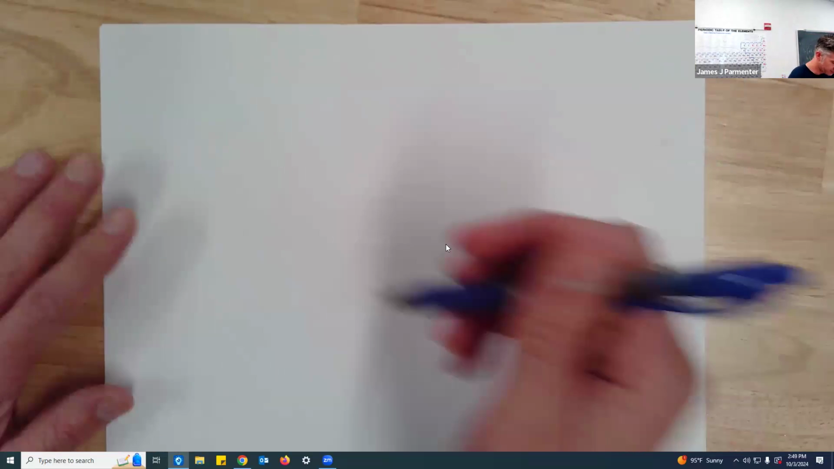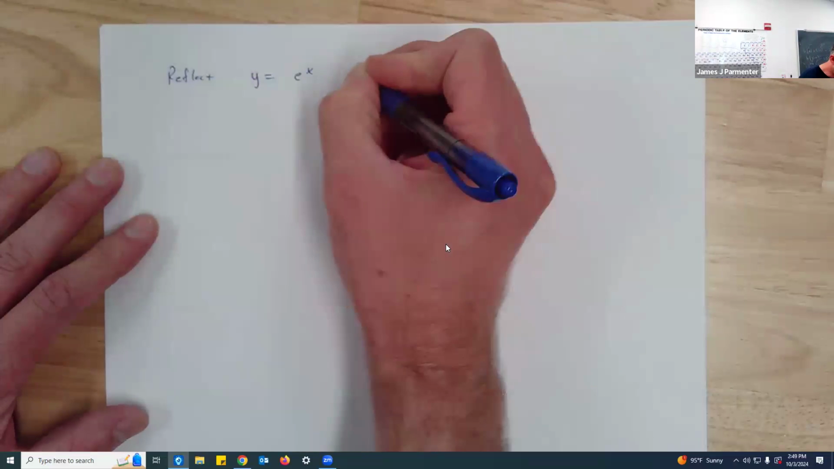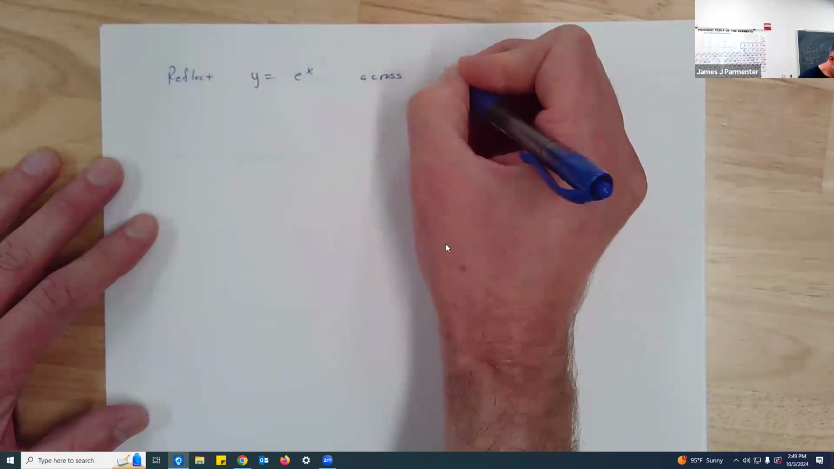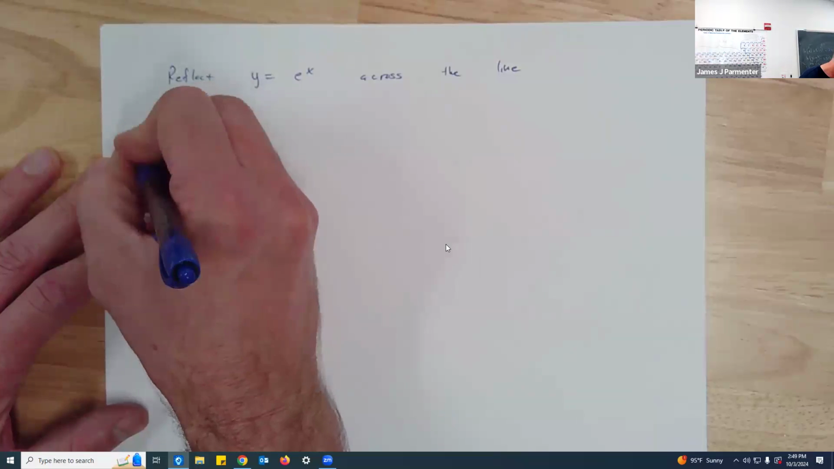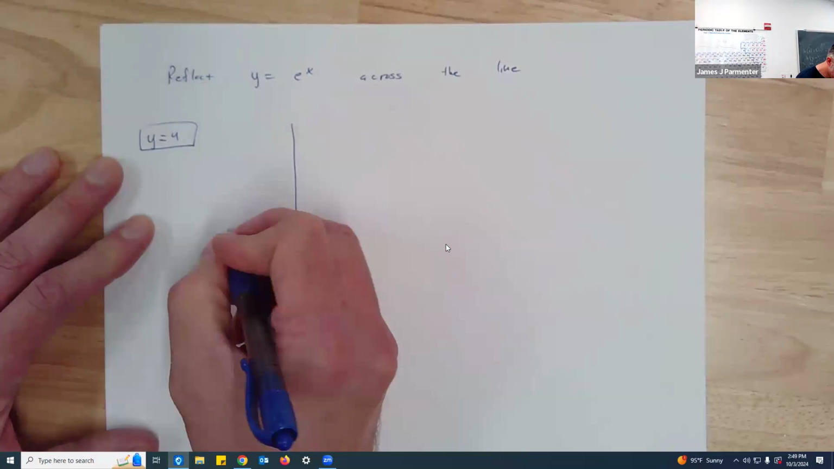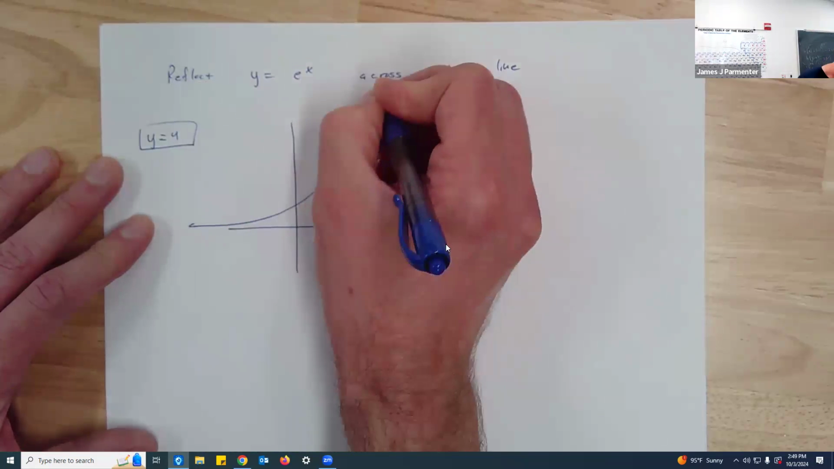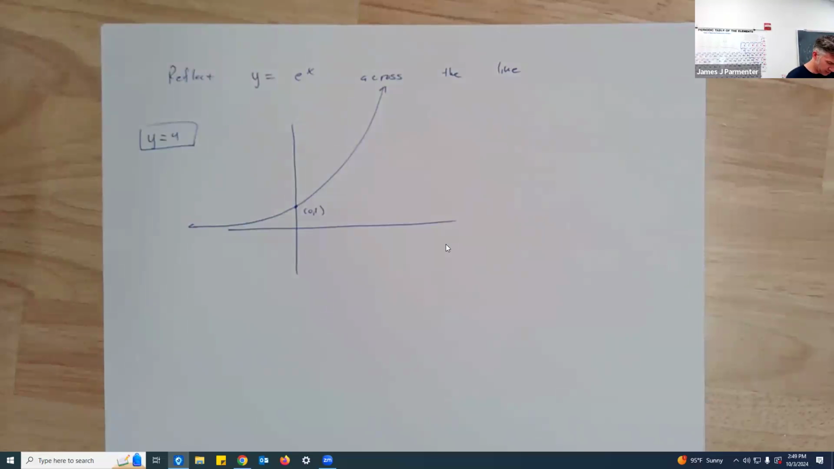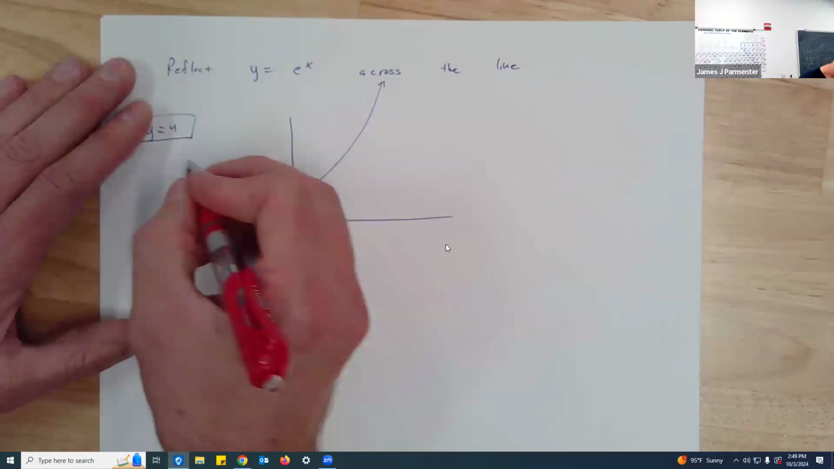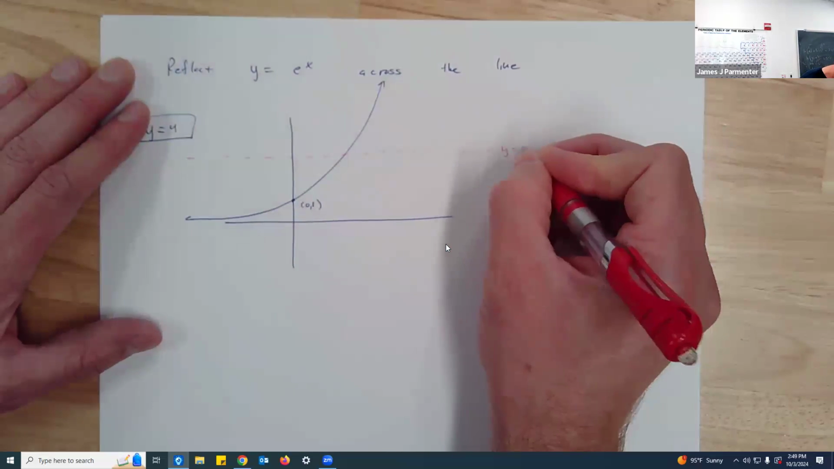Okay. So I want to reflect y equal to e to the x across the line. We'll start with y equals 4. Okay, there's 0, 1. This is not going to be to scale, such as life. Here's my line, y equals 4. I probably made that too high for my comfort, but okay.